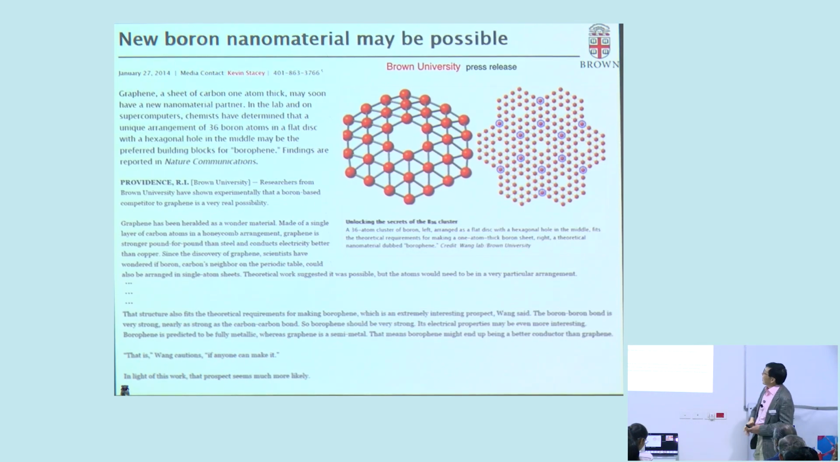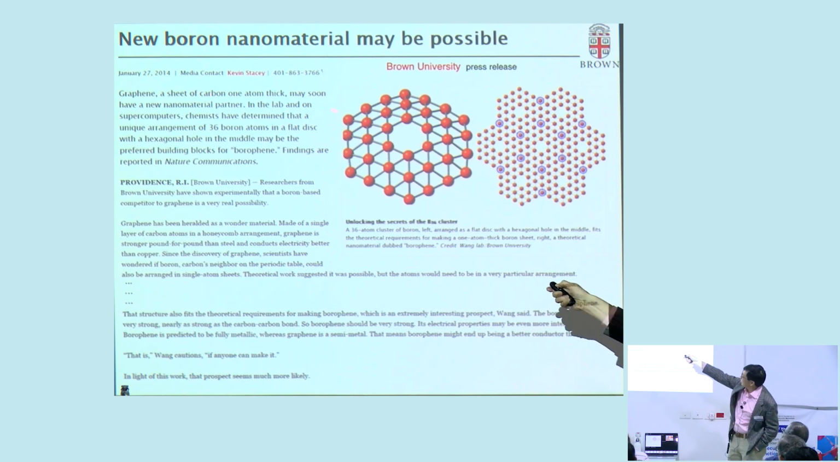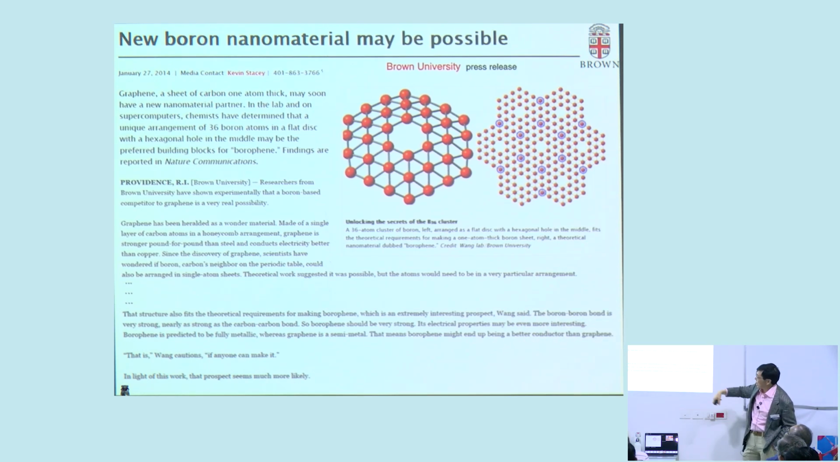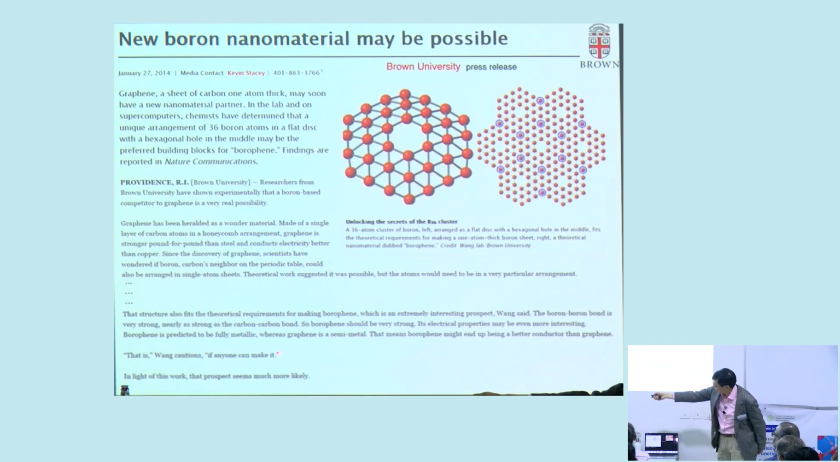So of course, Boron at the time also put out a press release. So you can read here, okay, graphene, a sheet of carbon atoms, may soon have a new nano partner. Actually, there was some comment from me. Basically, I cautioned if somebody can make it. All right. So the conclusion of this press release is, in light of this work, the prospect seems much more likely.